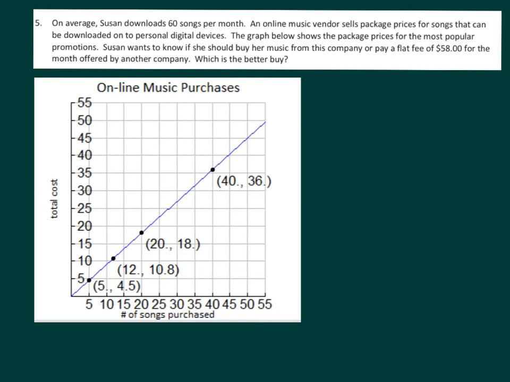Okay, so you know the information here. Susan downloads 60 songs a month. So she's wondering whether she should just stay with this company or join another one where she would just have to pay $58 and she can download however many songs she wants. So okay, let's look at this graph. This is the current company that she is using.